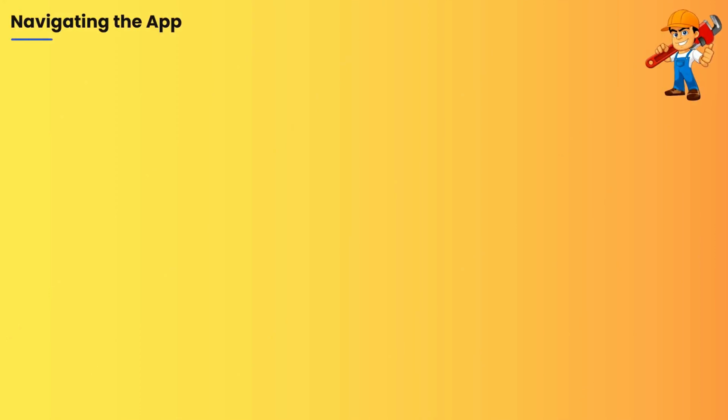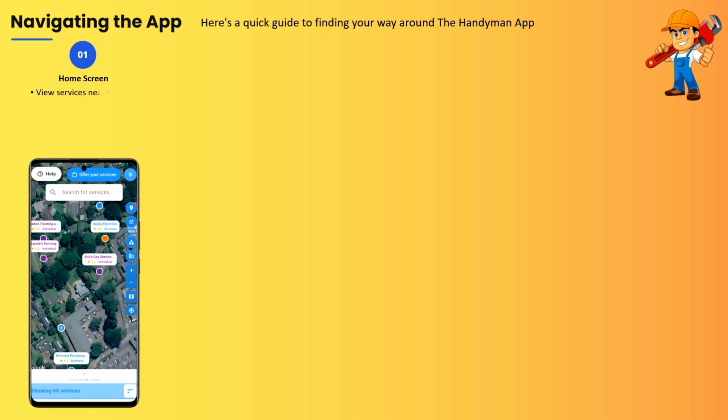Navigating the app. Here's a quick guide to finding your way around the Handyman app. 1. Home screen. View services near your location. Switch between map and list views. Use filters to narrow your search. Access to the help and support.